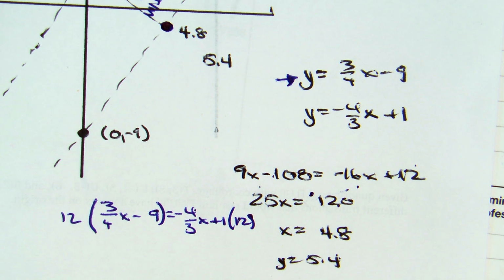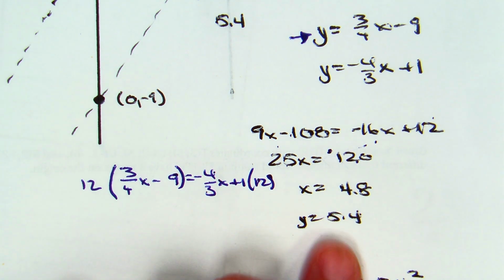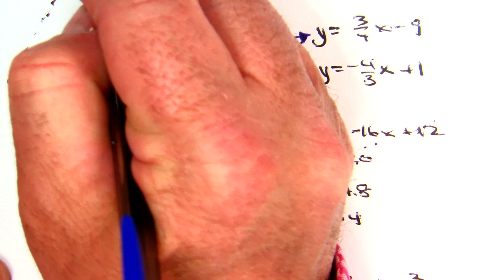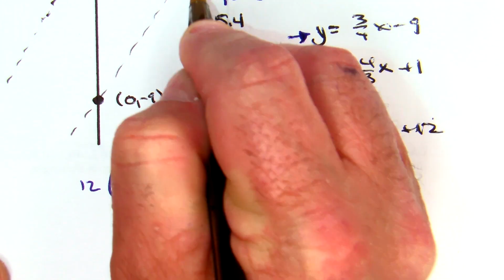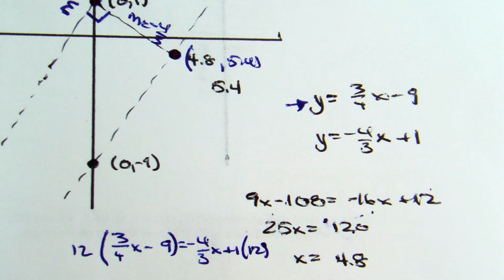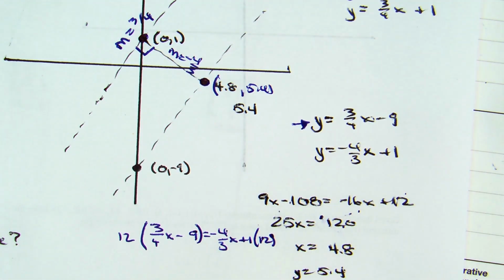I take the value of x. What do I do with it? Plug it back in. Does it matter which equation? Nope. As long as you plug it back in and you get a y of 5.4. All right? So now I got to find that distance. I'm going from 0, 1 to 4.8, 5.4. How far is it from 0 over to 4.8? 4.8.